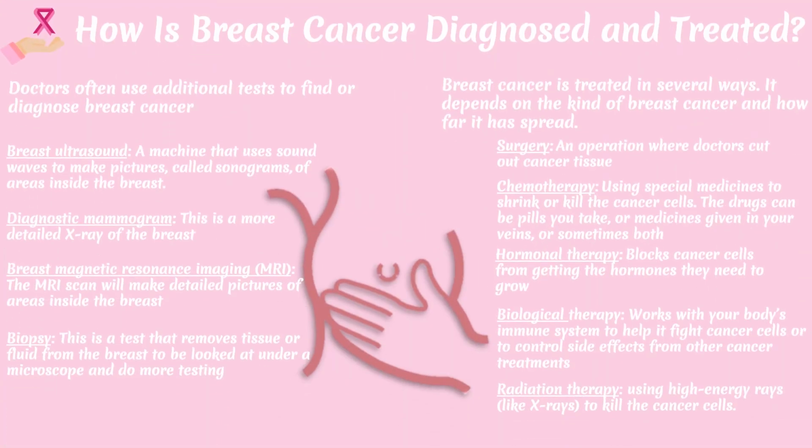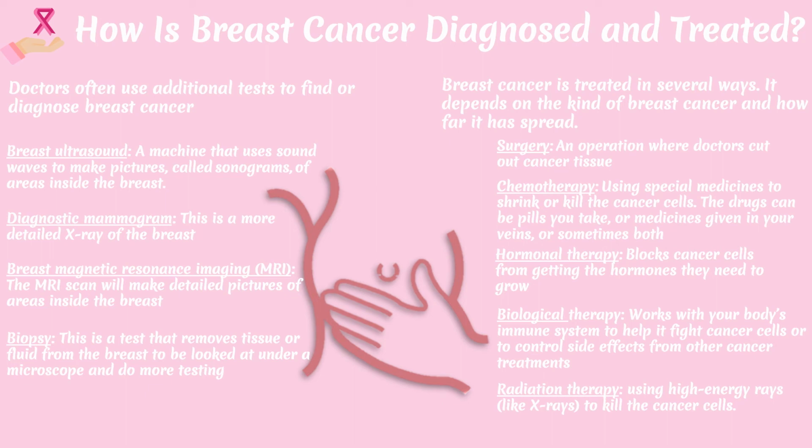How is breast cancer diagnosed and treated? Doctors often use additional tests to find or diagnose breast cancer. A breast ultrasound. This is a machine that uses sound waves to make pictures called sonograms of the areas inside the breast. A diagnostic mammogram. This is a more detailed X-ray of the breast. A breast magnetic resonance imaging, MRI, is a detailed picture of areas inside the breast. A biopsy. This is a test that removes tissue or fluid from the breast to be looked at under a microscope and to do more testing.